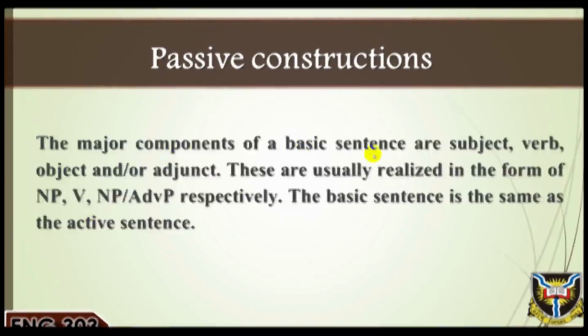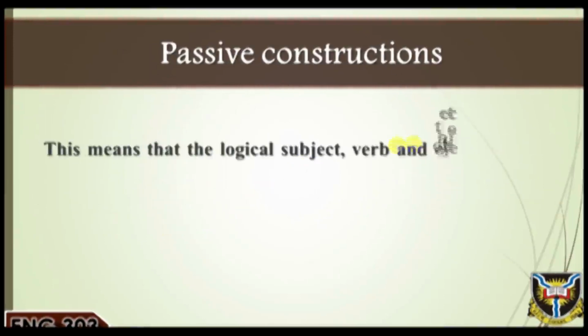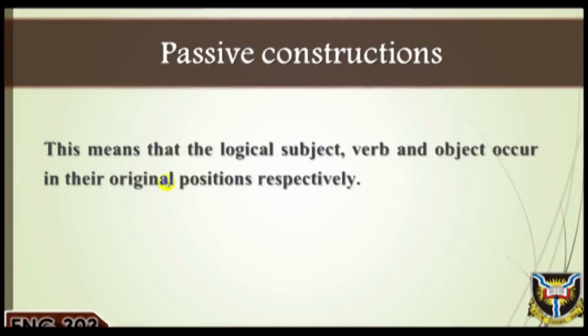Passive constructions. The major components of a basic sentence are subject, verb, objects, and/or adjuncts. These are usually realized in the form of NP, V, NP, ADVP, respectively. The basic sentence is the same as the active sentence. This means that the logical subject, verb, and object occur in their original positions respectively.